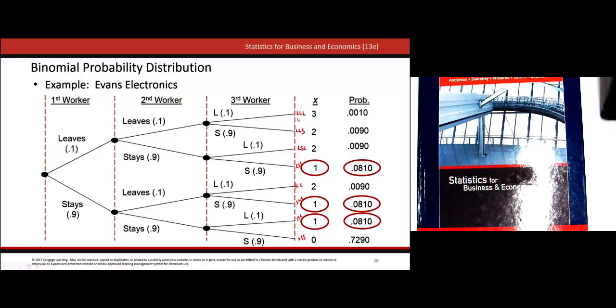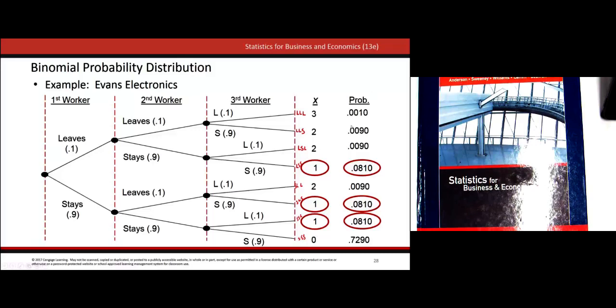These are the outcomes. So if this happens, then x is 3, because 3 leave the company. We are counting the number of employees that leave the company. And if this happens, x is 2, leave, stay, leave, 2 employees leave, so the value of x is 2. Here the value of x is 1, here 2, 1, 1, 0.